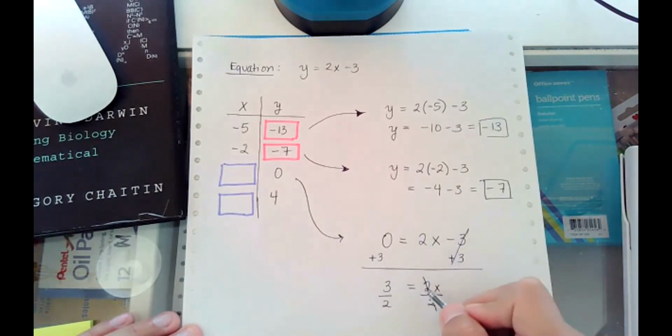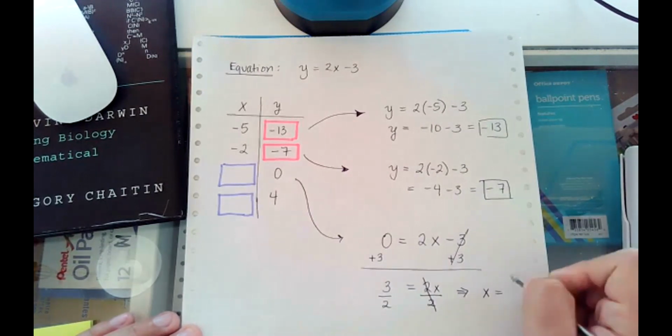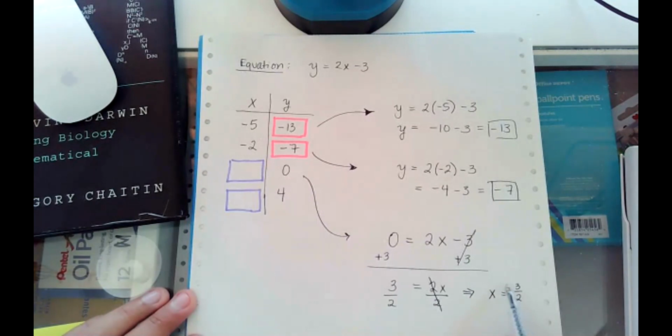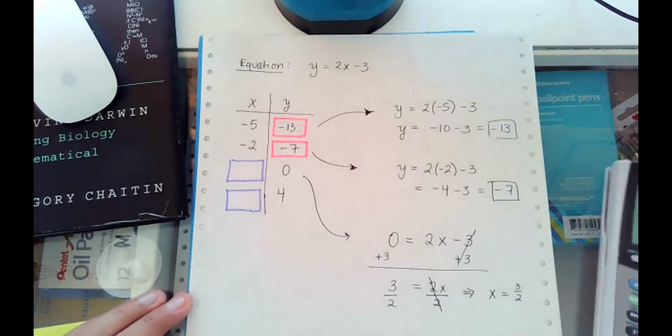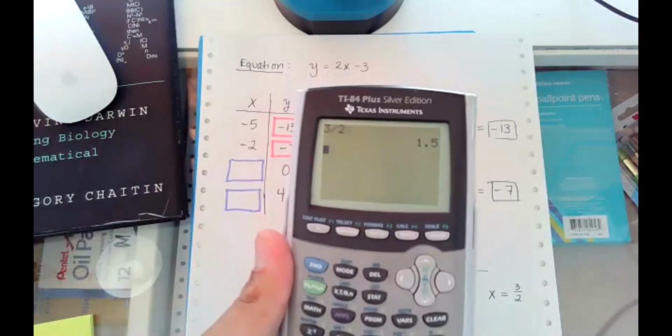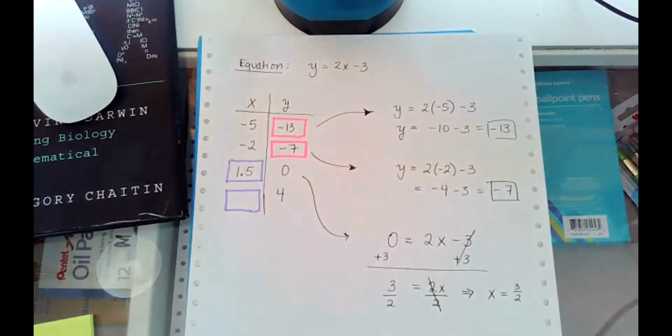So these cancel out since 2 divided by 2 is 1. So my x value here should be 3 over 2. But for graphing purposes, as some of you have noted, it's convenient to put this in decimal form. So 3 over 2, if you throw that into the calculator, is just 1.5. So this is 1.5 for our x value.